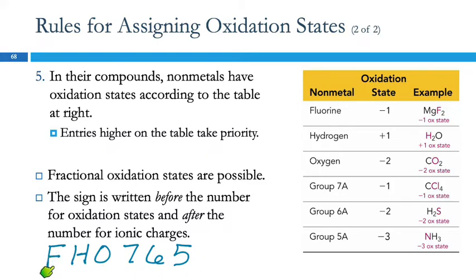Is there fluorine? If there is, he gets to choose. Well, she gets to choose. Is there a hydrogen? Is there an oxygen? Is there group 7, group 6, group 5? That's the order in which they get to choose what they want.